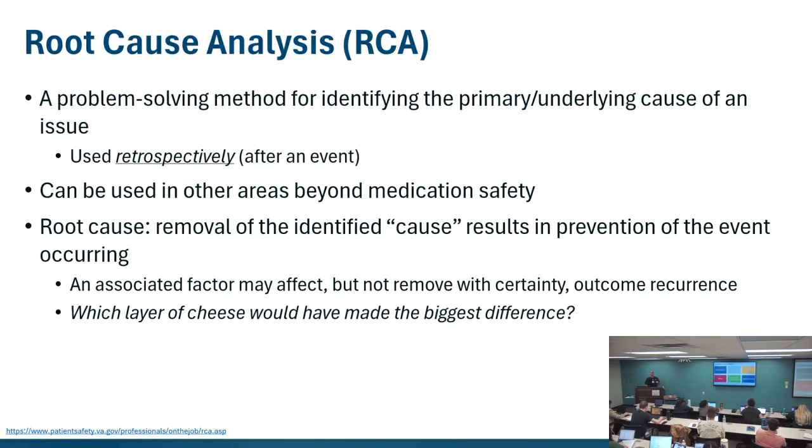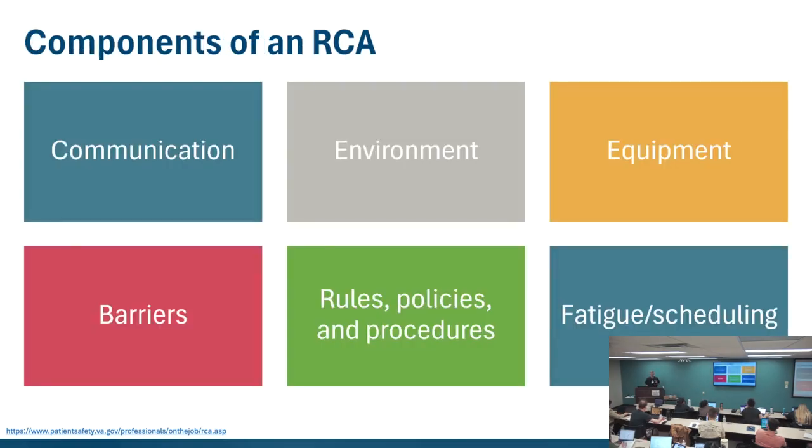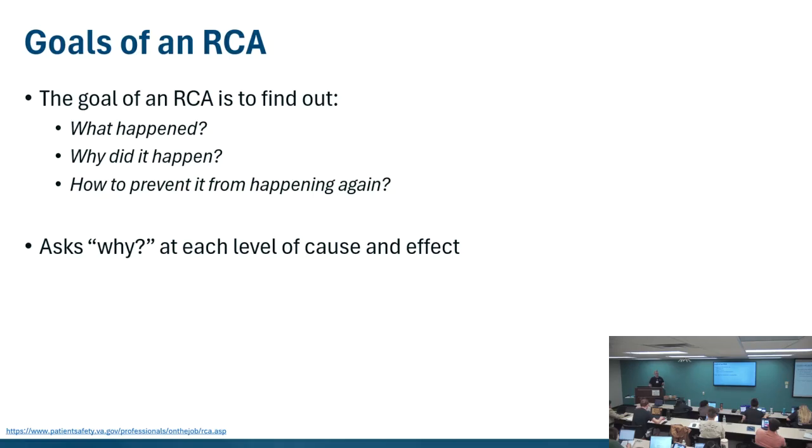All right, we've got 6 components to a root cause analysis: communication, environment, equipment, barriers, rules, policies, and procedures, and fatigue and scheduling. Those are all related in the sense that they are all relevant, but they're not all the same. So the overall goal is not just to find out why the thing happened, but how we can prevent it from happening again. I kind of alluded to that just a minute ago.